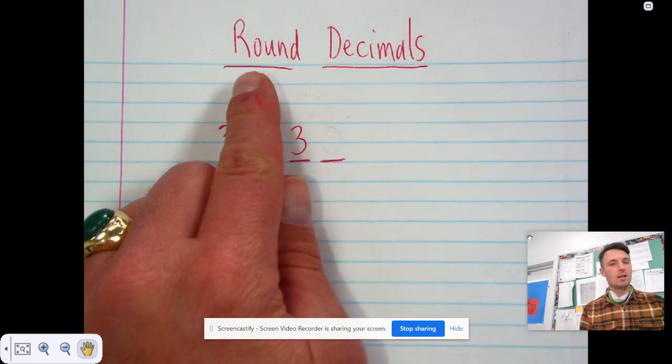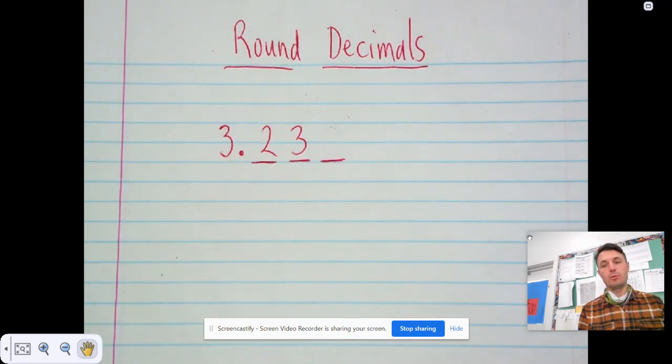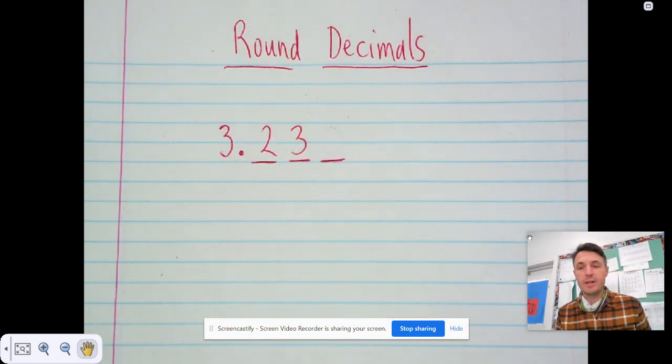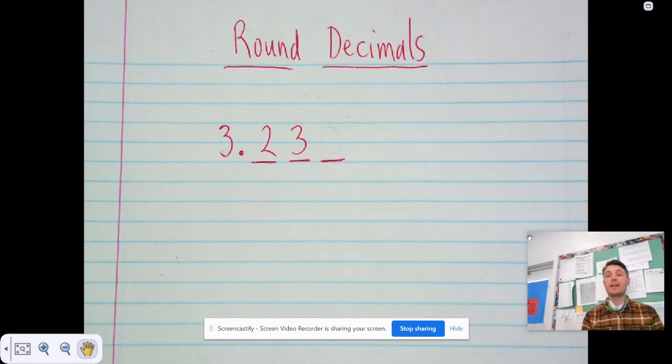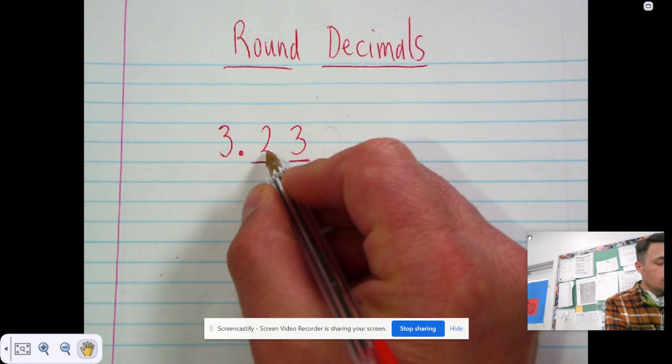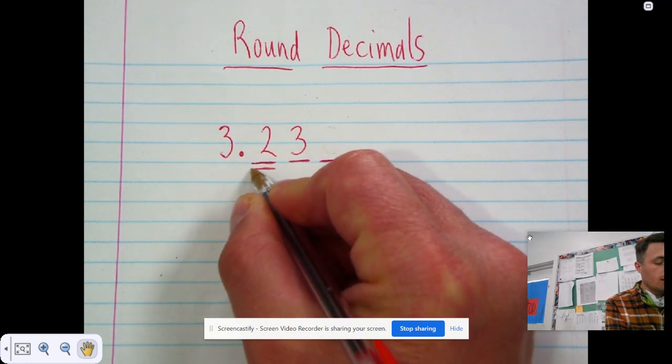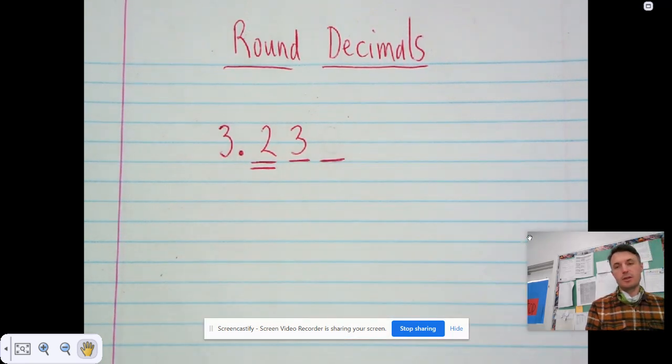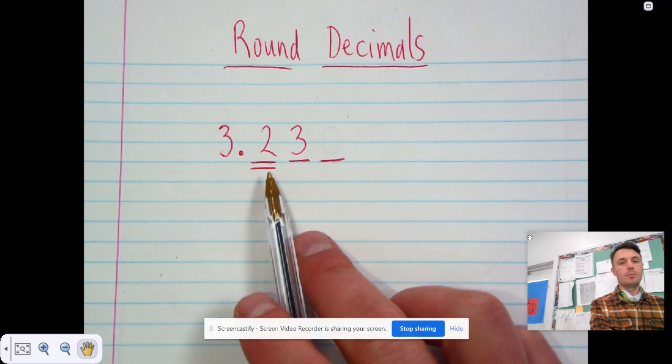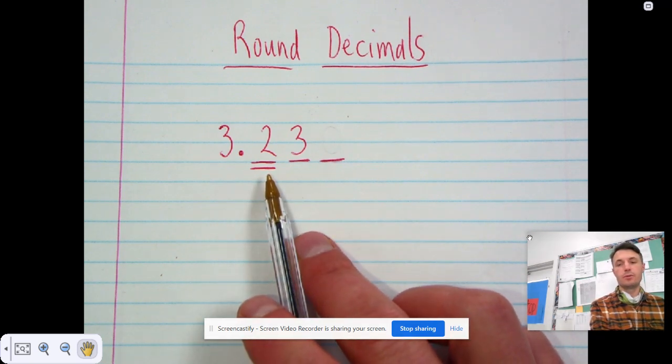Now, today's lesson is about rounding decimals, and here's the good news. You round decimals the exact same way you round whole numbers, with only one difference. Let's say we wanted to round this number to the tenths place. Here's the steps on how we do that. First of all, we look at the tenths place, and you can even underline. I'll double underline it because it's already underlined. You underline the place value position that you're rounding to.